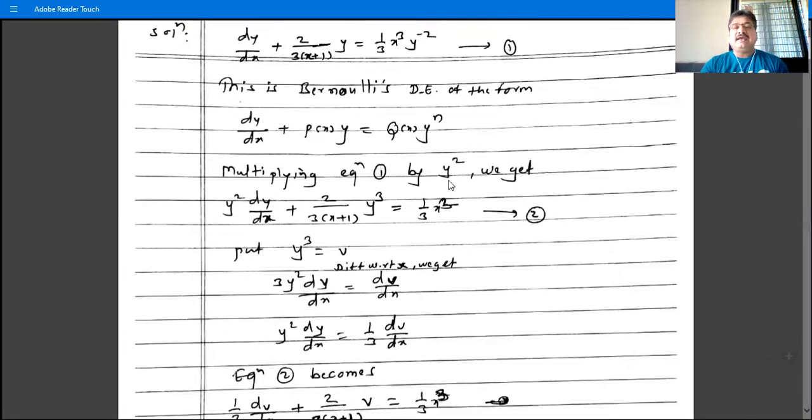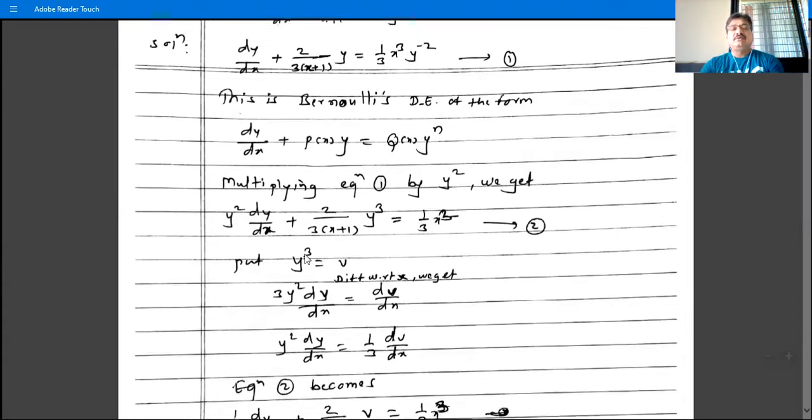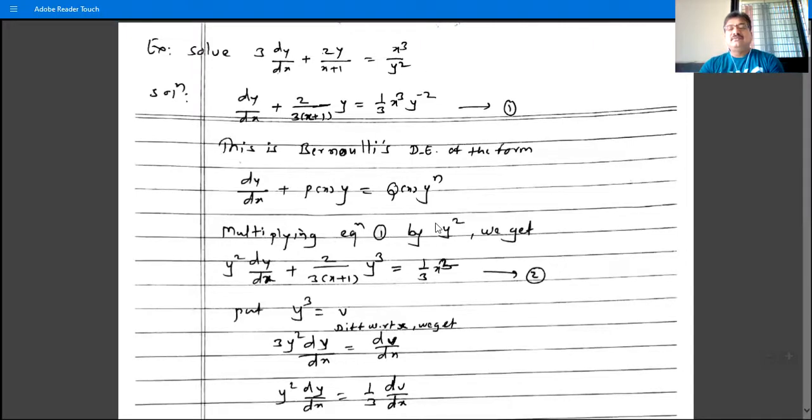So what is the next step? Then multiplying equation 1 by y². Here is y raised to minus 2, so we have to divide by y^(-2) throughout, which means we have to multiply by y² throughout. Multiplying equation 1 by y², we get y² dy/dx. So how can we find this multiplication factor? From the term y raised to n.